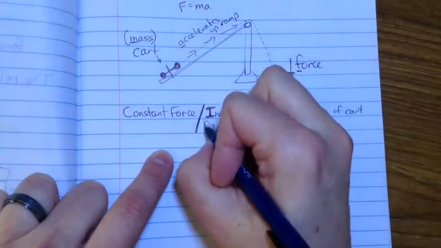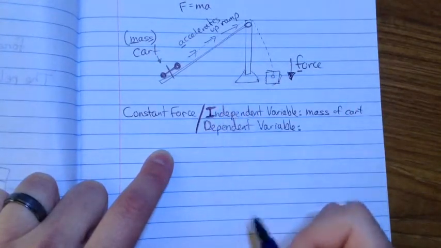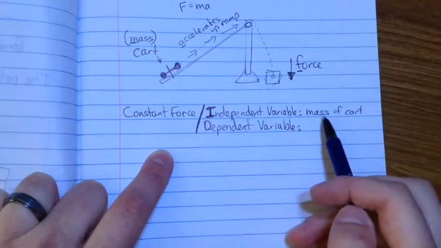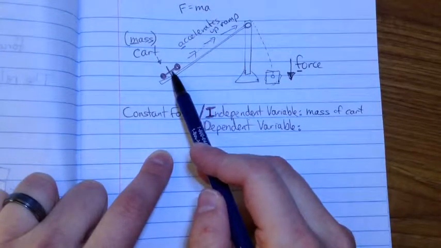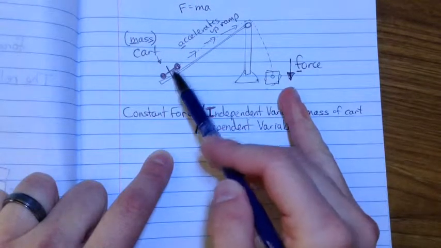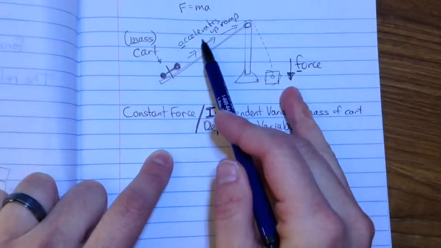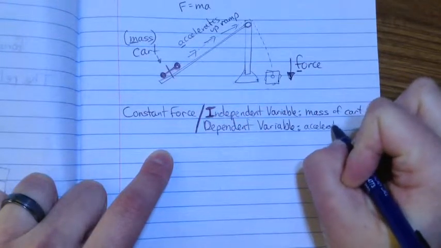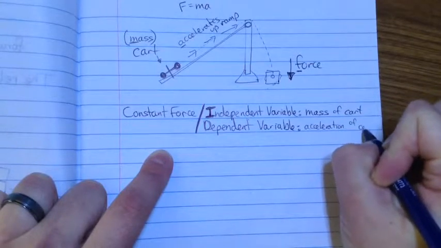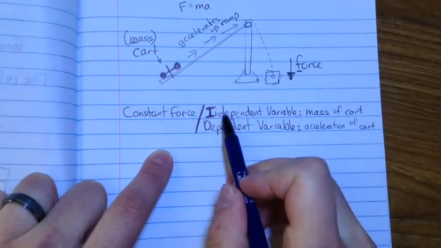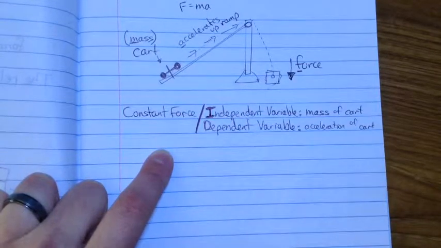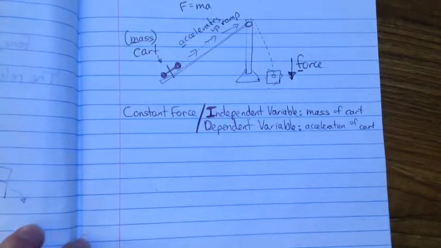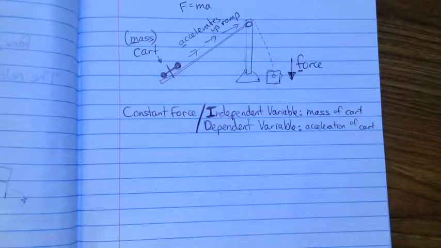My dependent variable is going to depend on that independent variable. So, as I change the mass of the cart and the force is held constant, the acceleration will change. So the acceleration of the cart will be the dependent variable because it will change as I change the independent variable. Or at least it should. Okay? So that is the setup in the journal to get started. Cool? All right.